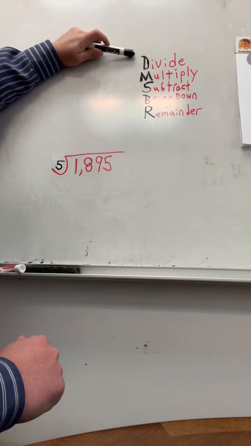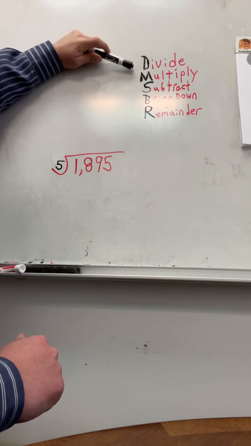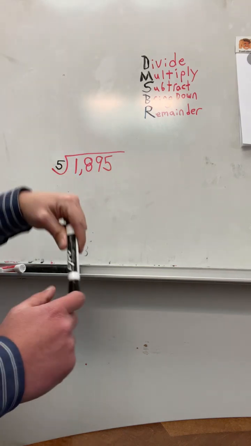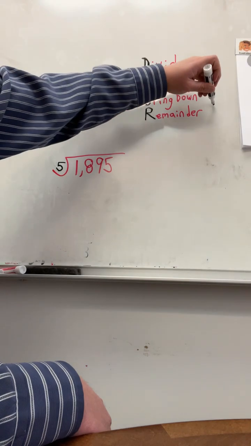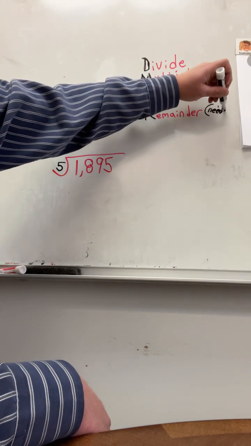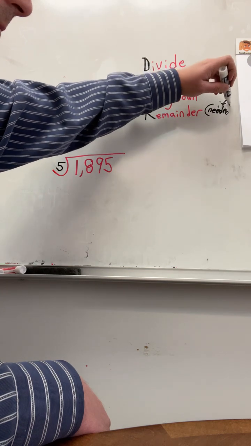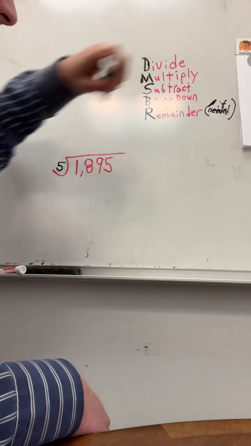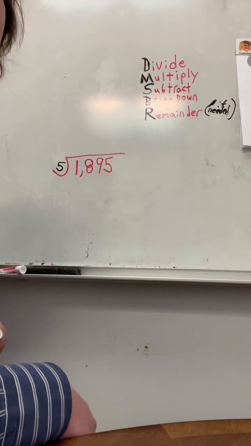The steps for solving long division problems: divide, multiply, subtract, bring down, and a remainder if needed. I'm going to add the words "if needed" to remainder. Remainder is the last step, but a lot of the problems we have won't have a remainder. All right.